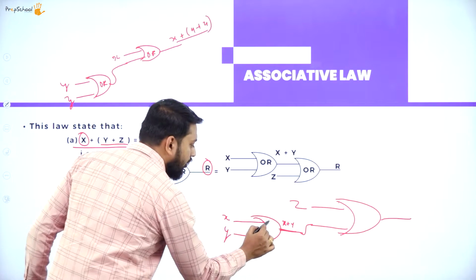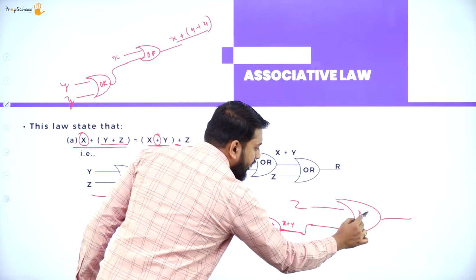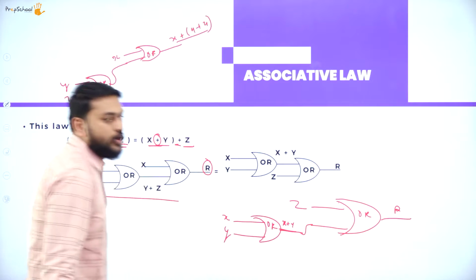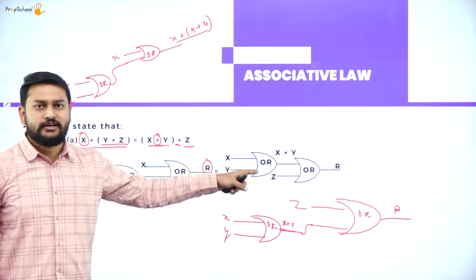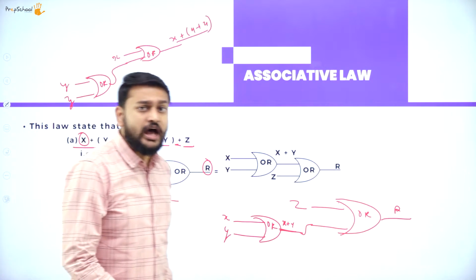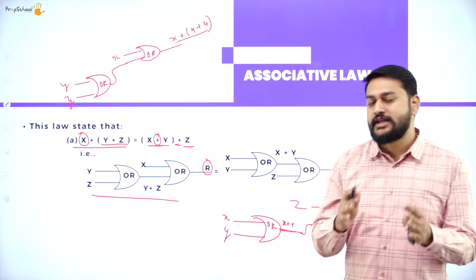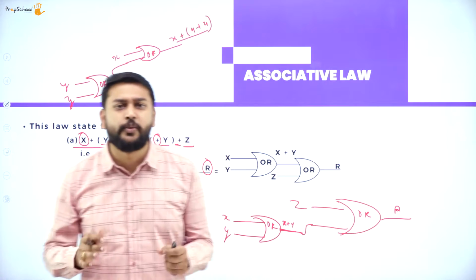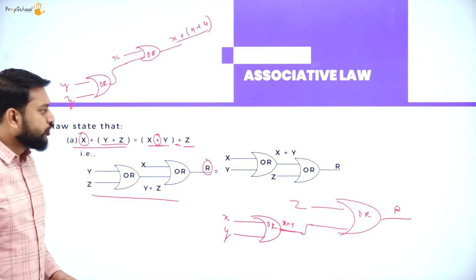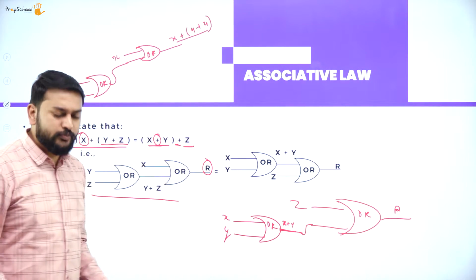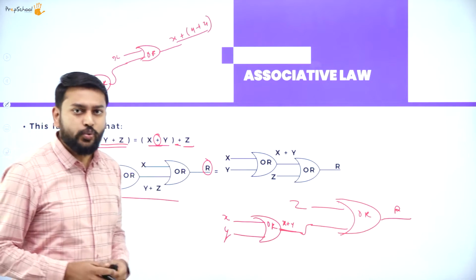What is the gate here? OR gate. What is the gate here? OR gate. So this I will write as OR. Is it looking the same? So this is how you will write the graphical symbol. Please understand this, this is very, very important. Hope you understood the graphical symbol, how to write it if I get the equation.